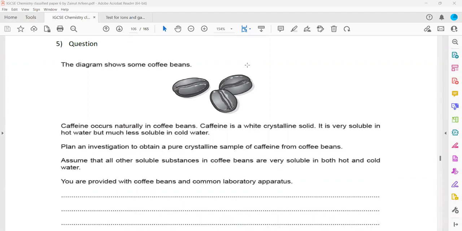Why do we first filter? To remove any other insoluble substances. That is why the first filtration is done. When we crush this and make a solution, there might be some substances which are insoluble, so the first filtration is done to remove those insoluble substances. And then we use crystallization to obtain the crystals of caffeine. As I mentioned, all the other substances in the coffee beans remain soluble in both hot and cold water, but caffeine crystals can be obtained by crystallization.